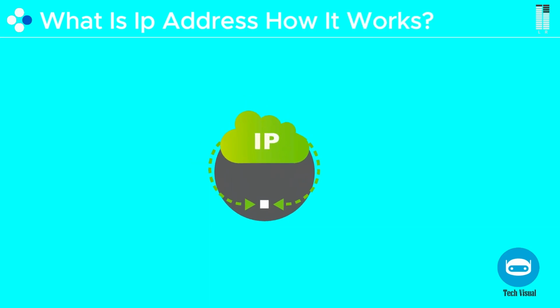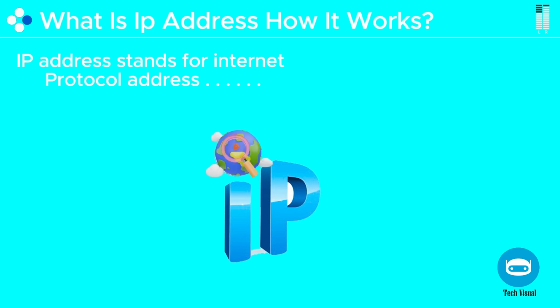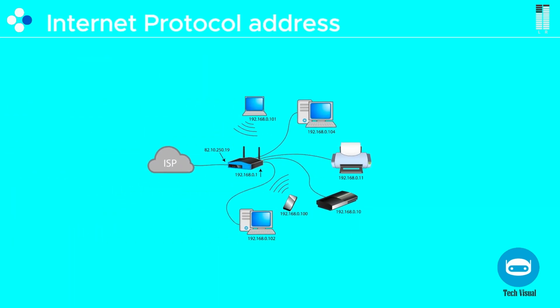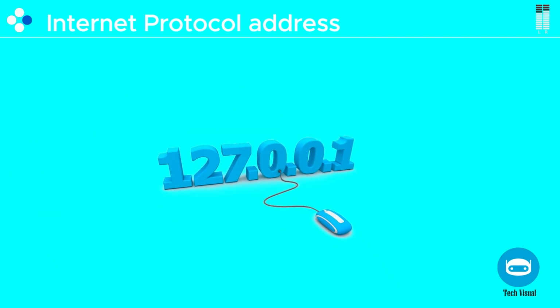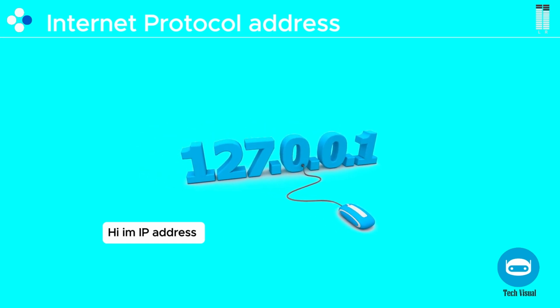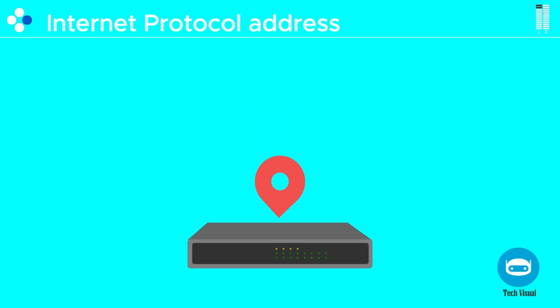What is an IP address? How does it work? IP address stands for Internet Protocol Address. An Internet Protocol Address is a unique identifier assigned to each device connected to a network that uses the Internet Protocol for communication. It allows devices to locate and communicate with each other over the network.